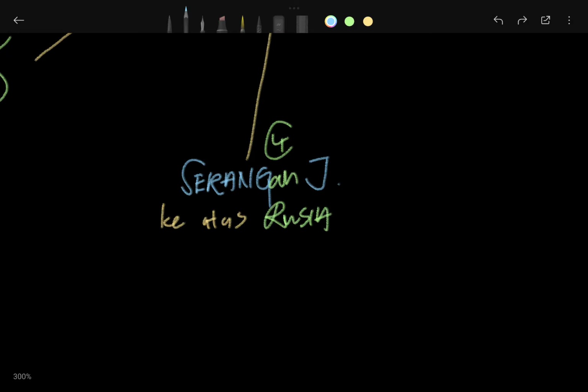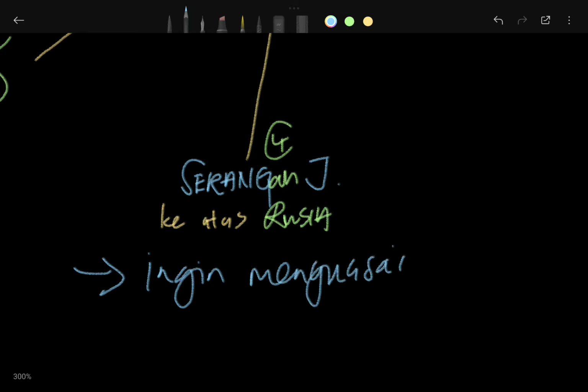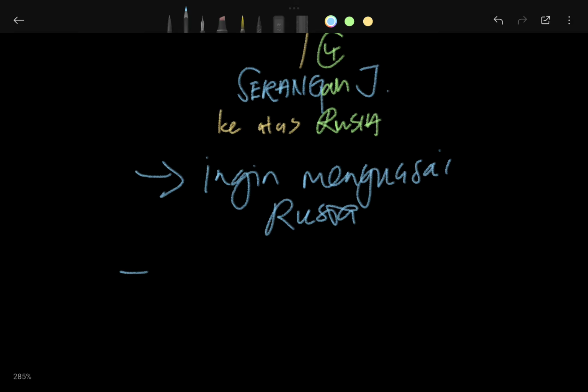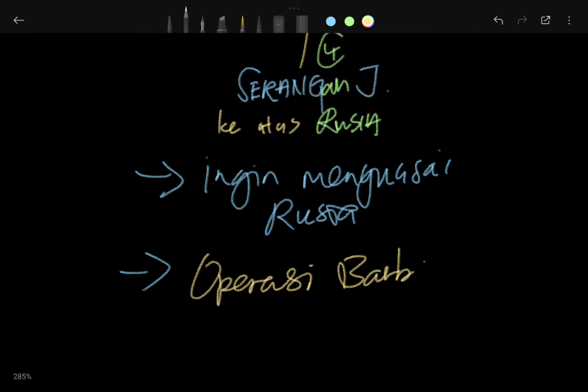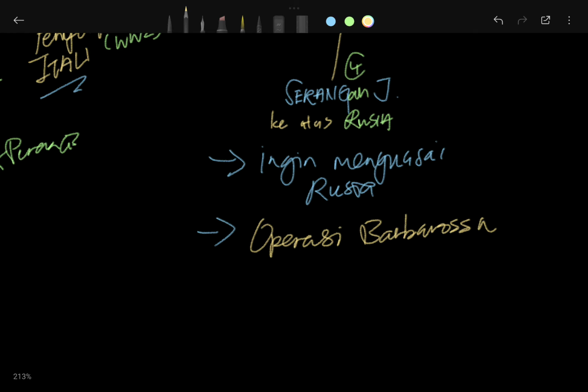Setelah menguasai Eropah Barat, Hitler ingin menguasai Russia, yang merupakan empire terbesar di Eropah. They wanted to take over, okay? Ingin menguasai. They want to take control, take over Russia. So, they melancarkan this special one here, we use yellow, your Operasi Barbarossa. Barbarossa, double S. Okay? Then, yaitu serangan.